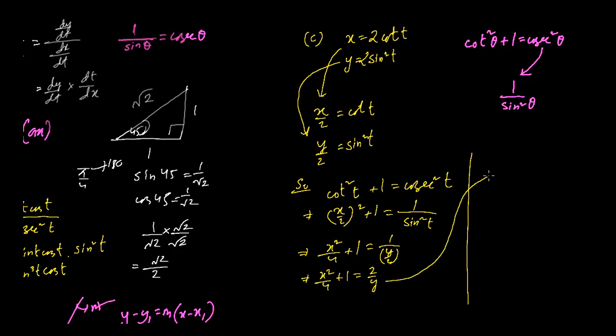Now we have to express the answer in the format y equals f(x). So first of all we can multiply both sides by 4 to get rid of this 4. So we can write x squared plus 4 equals 8 by y. So 4 into this, 4 cancels, we have x squared, 4 into 1 is 4, 4 into 2 is 8, so 8 by y. So we can cross multiply, send the y upstairs and this expression downstairs. So we can write x squared plus 4. So this is the expression we have been looking for. So y equals 8 divided by x squared plus 4. This is the Cartesian equation.